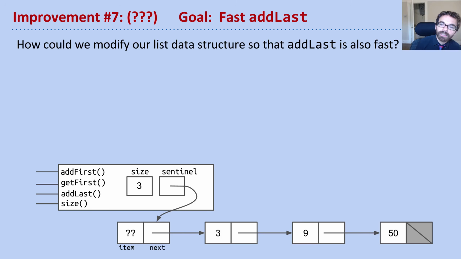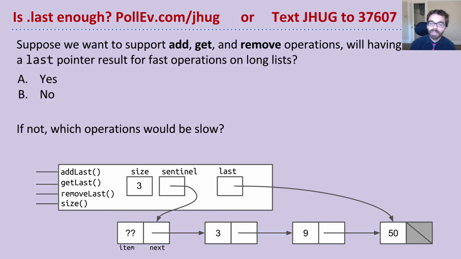Okay, so perhaps you've thought about it and you thought, how do we make size fast? Well, we cached the size. So maybe I could just cache the last pointer. So I would have the size, a sentinel node here, and the last pointer pointing at the last node.